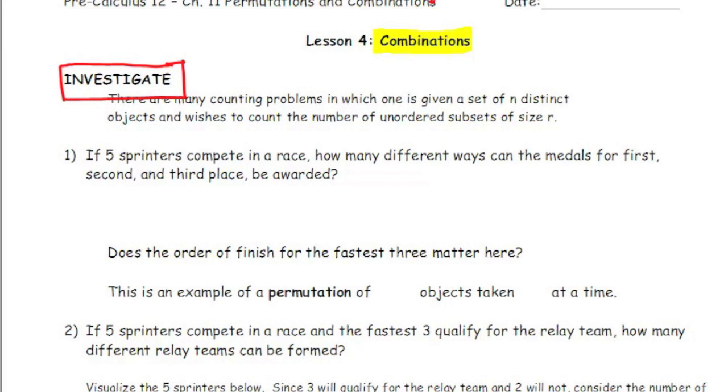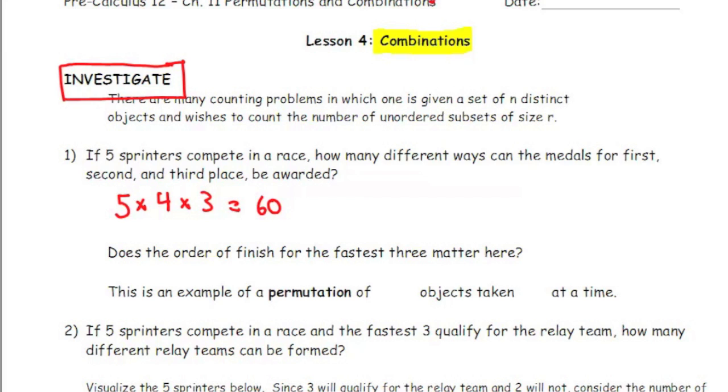The first question asks, if 5 sprinters compete in a race, how many different ways can the medals for first, second, and third place be awarded? Well, this is just like the questions we've dealt with in the last couple of lessons. For first place, we have 5 different ways that we can distribute them. After that, there's only 4 people that can get second place, and after that, there's only 3 people that can get third place. All that together means that there are 60 possible ways of awarding first, second, and third.